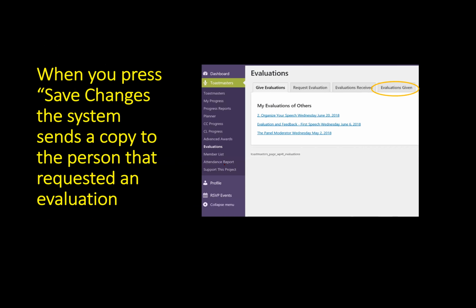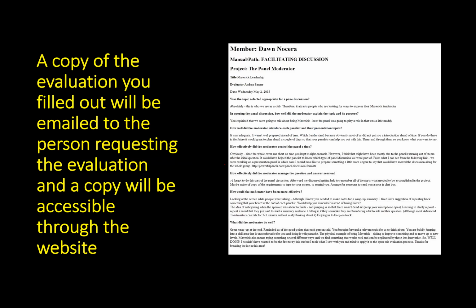The next one is evaluations given. Those are the evaluations that you've given to somebody else. So in this one, I did feedback, and I did one for Dawn. And I have what I wrote to Dawn on my computer saved in my website, just like Dawn has her copy. In case she loses it or something happens, I can send her another copy of that at some point.